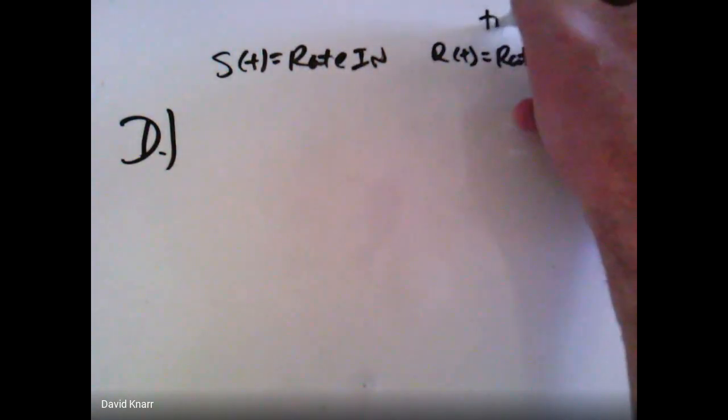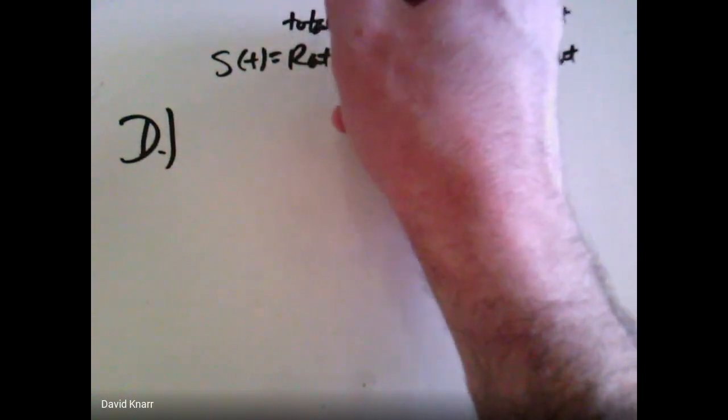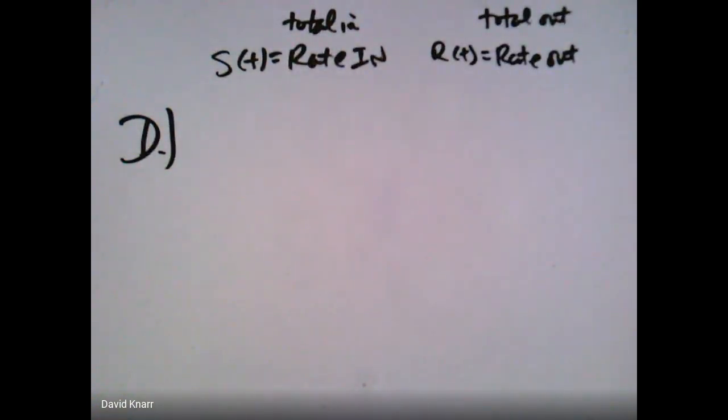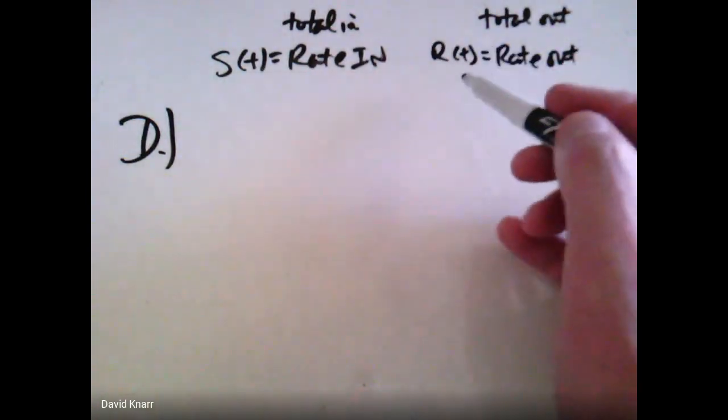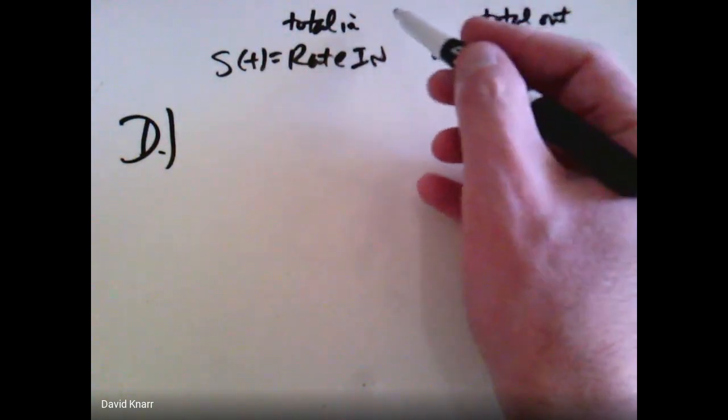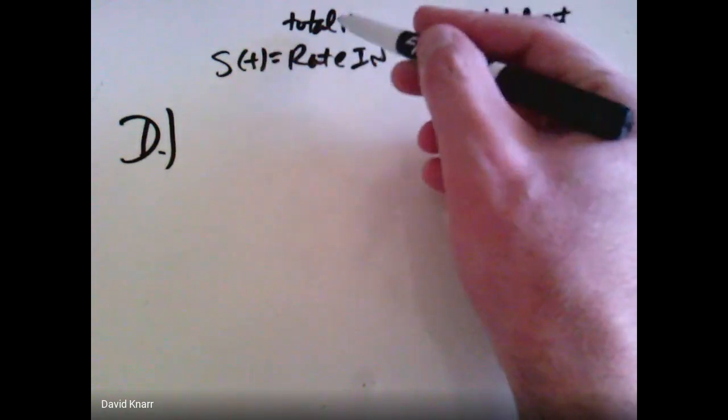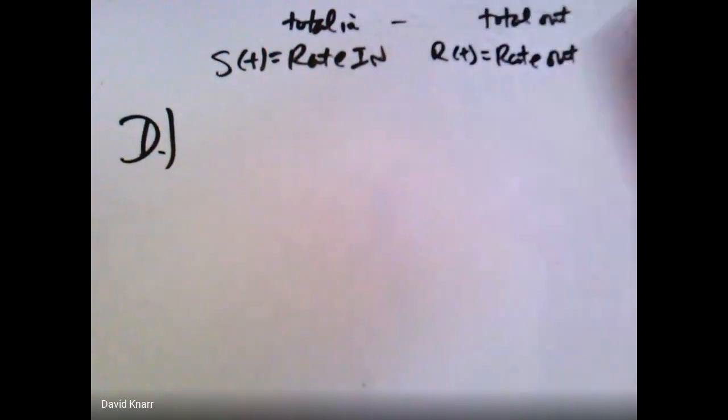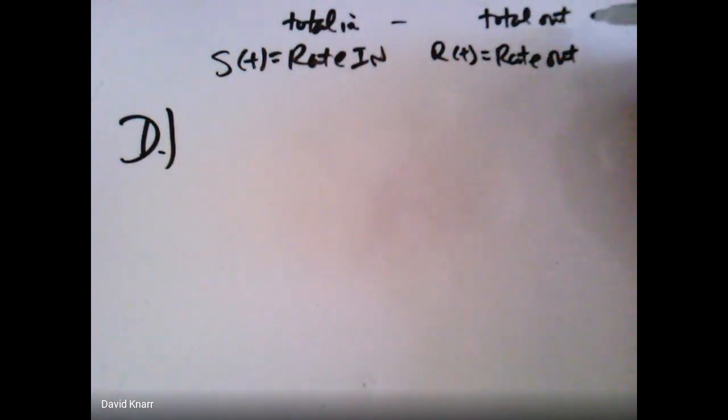If I integrate rate out, I get total out. If I integrate rate in, I get total in. Okay, I want to know when the amount of sand on the beach is a minimum. Well, that would be up here. And to figure out amount, I would need to take total in and subtract total out, right? I want to know when this is a min.